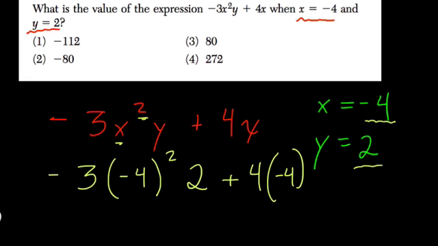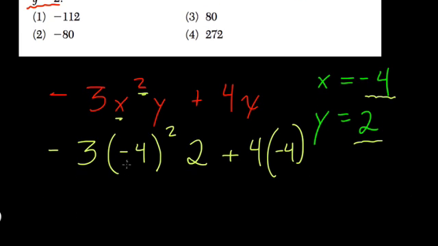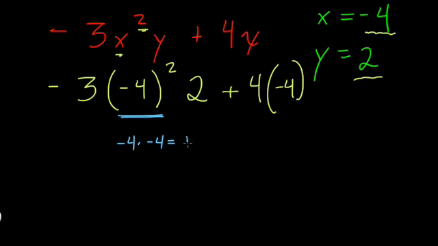So now we're just going to work out the arithmetic here. Negative 4 squared, what's that? Well, that's negative 4 times negative 4. Okay, well, what's that? Well, that's positive 16, right? So we have negative 3 times positive 16 times 2 plus 4 times negative 4.